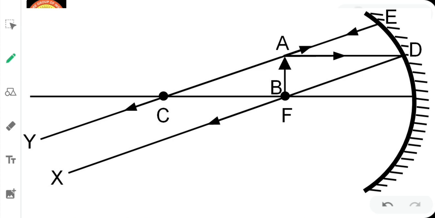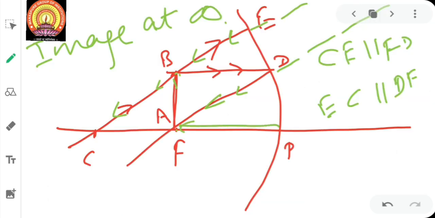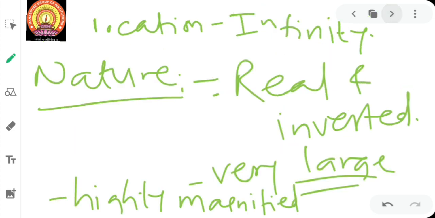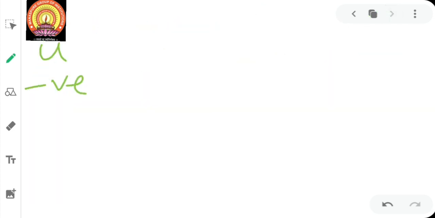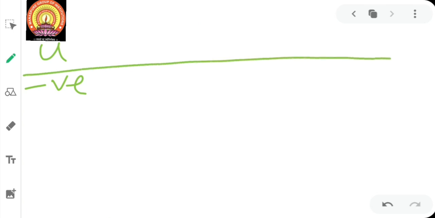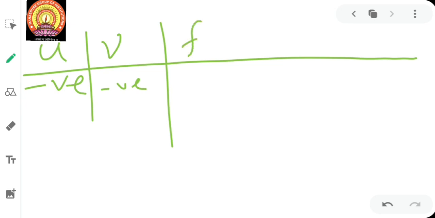Distance of the object, see over here, this is at the left side of the concave mirror, so we will take it as negative. U is equal to, that is the value would be in negative. Then the second thing, what would be the image distance? Image distance is also negative. Then about the focal length is also on the left in the concave mirror, so it is negative.